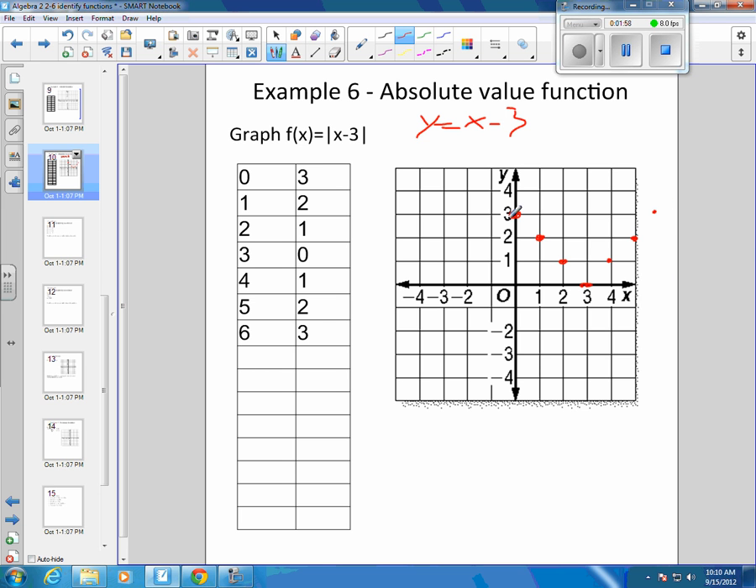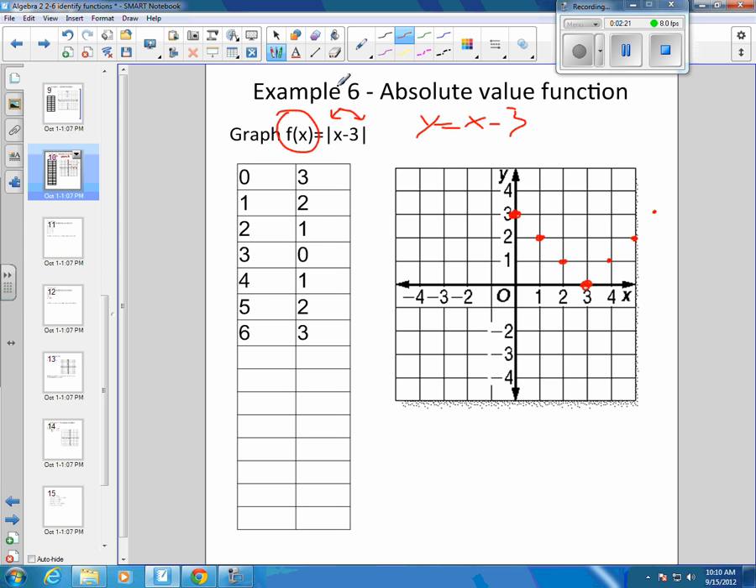Notice we're getting a V. At 3, right here, we change directions because we can't have our f of x be negative because of our absolute value marks. Since our absolute value marks are there, we can't go negative with our y, so when we would hit the x-axis, we would have to bounce and go back to positive again.